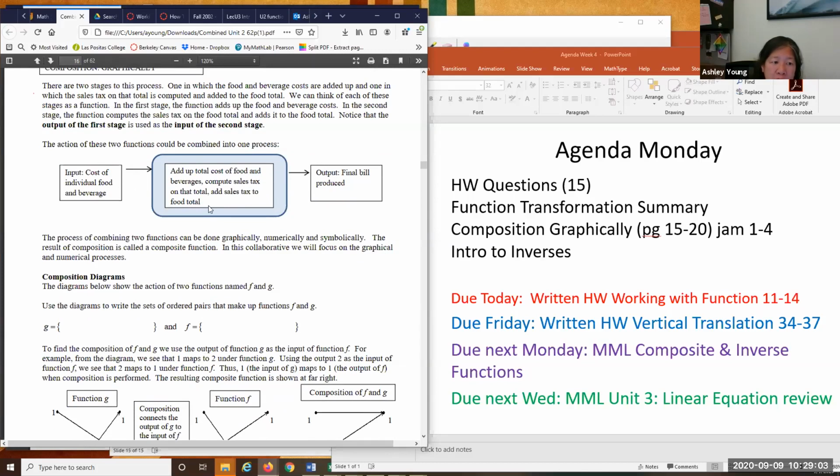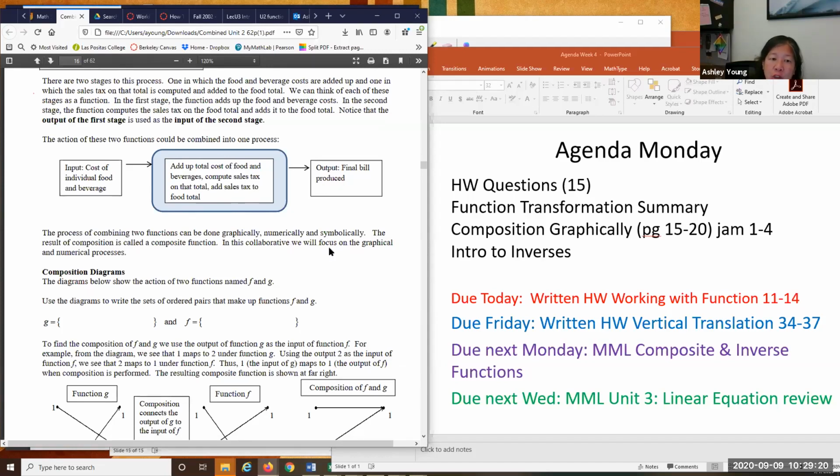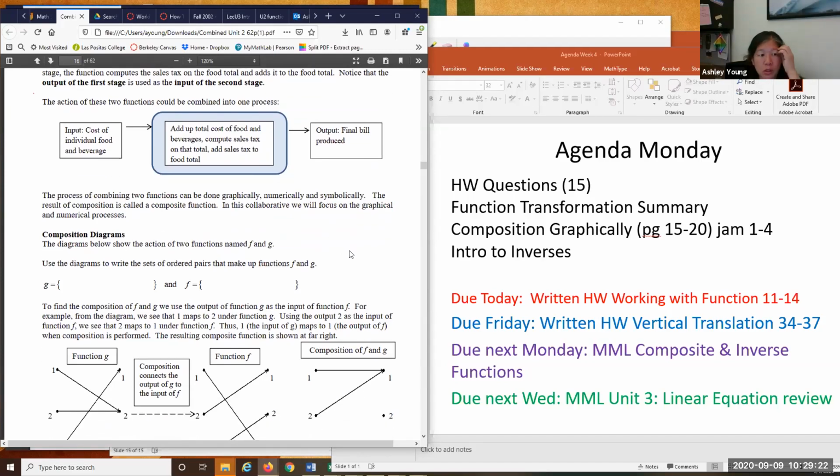So what they're saying is you can combine these functions into one process where you input the individual food and beverages, you add them up, compute the sales tax, and add that to the food total, and then that's your output. So putting them into one larger function is what we call the composition. That can be done graphically, numerically, and symbolically. That result is called the composite function. So we're going to look at that in this collaborative.